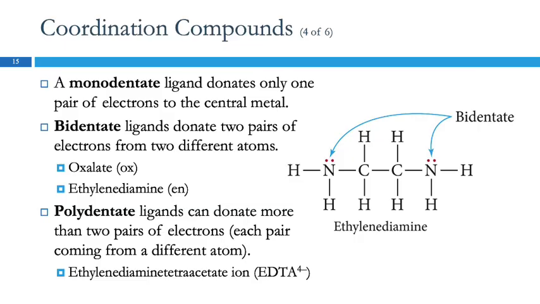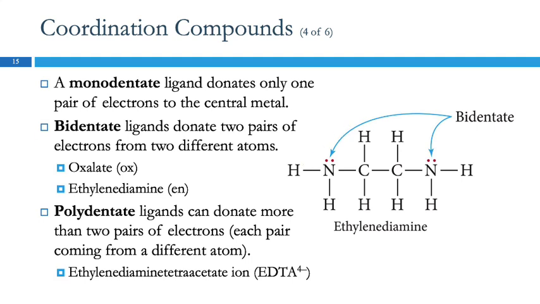So a monodentate ligand donates 1 pair of electrons. Dentate, we're talking about pairs of electrons, 1 pair of electrons. And so water, ammonia, chloride, that would be monodentate, just 1 pair of electrons. A bidentate ligand donates 2 pairs of electrons, and those electron pairs are from 2 different atoms.